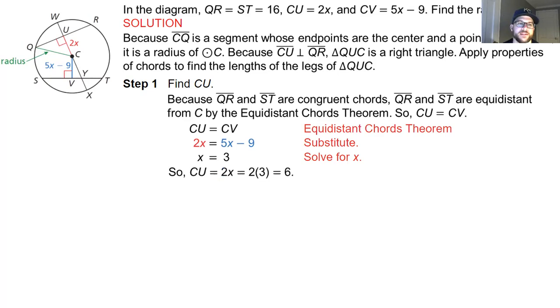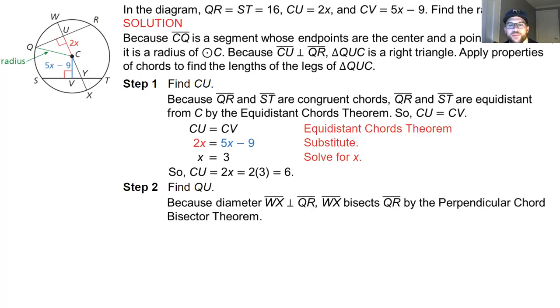We're then going to use that to find QU, which is part of that, again, right triangle up in here. So because that diameter is perpendicular to the chord QR, it's being bisected. So whatever we know as to be UR is also equal to QU, which is half of 16, because the total of ST, which is the other chord, also equals the total of this QR. And it's being bisected, cut in half. So just that portion of QU is 8.